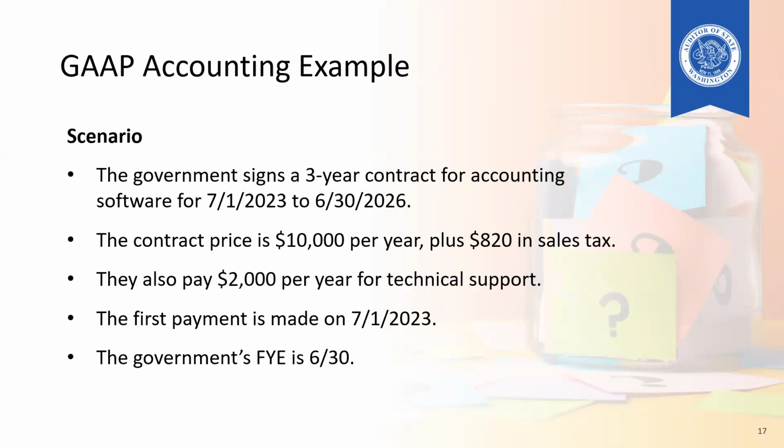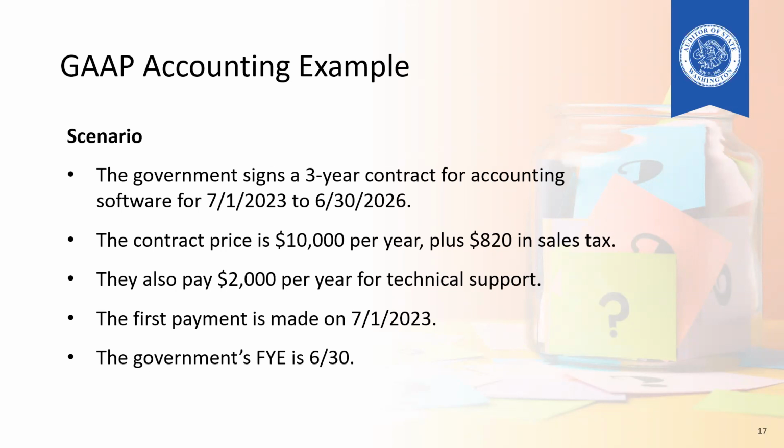Now let's walk through an example and look at how to calculate these and what the journal entries look like. Here's our scenario. Government signs a 3-year contract for their accounting software. They must pay $10,000 a year plus sales tax. They also pay $2,000 a year for technical support. The first payment is made on July 1st, 2023, and the government has a fiscal year end of 6/30.